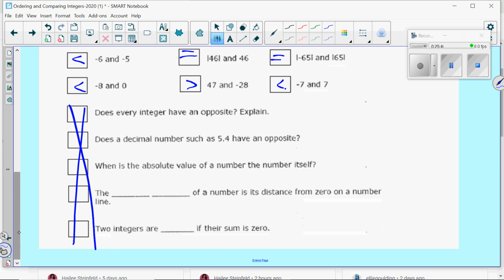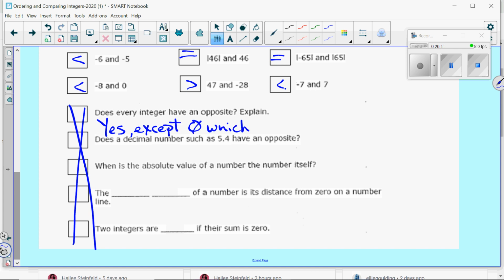Okay, now some thought questions. Does every integer have an opposite? Devin? Yeah, because the opposite of 0 is 0. I was going to say no. I was going to say kind of a combination of the two. Technically, you're right, but I agree that 0 is a caveat. So I would say yes, except 0, which is its own opposite.